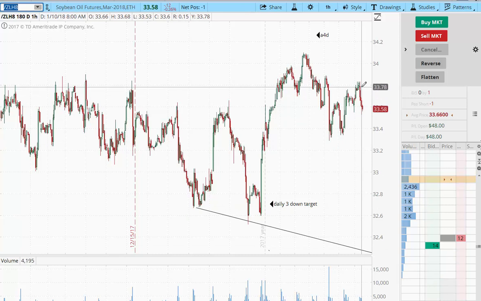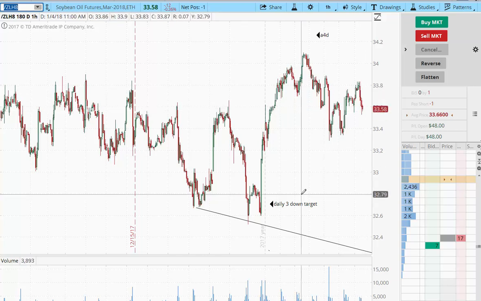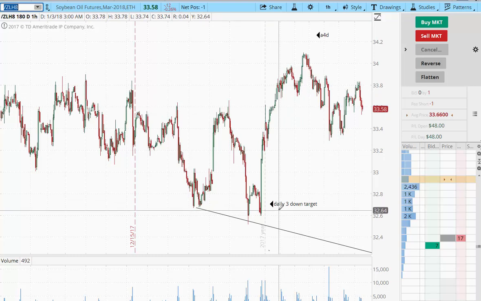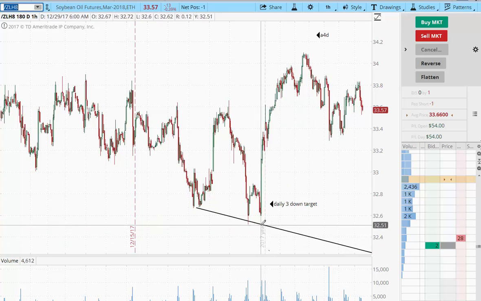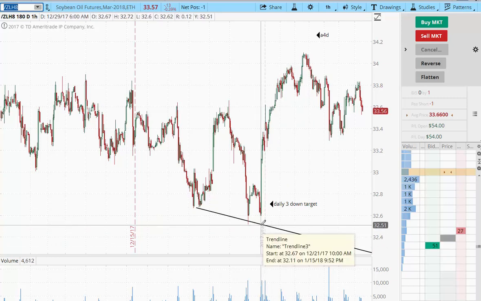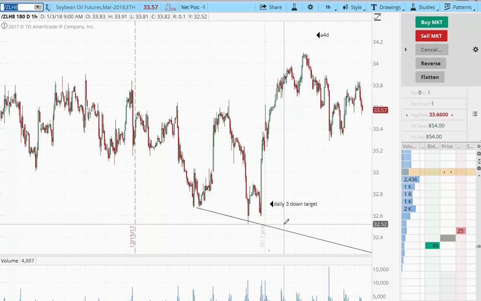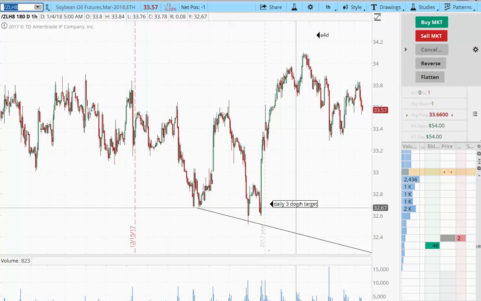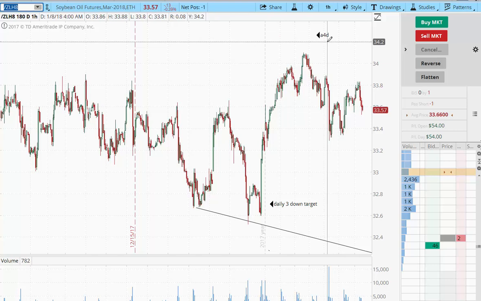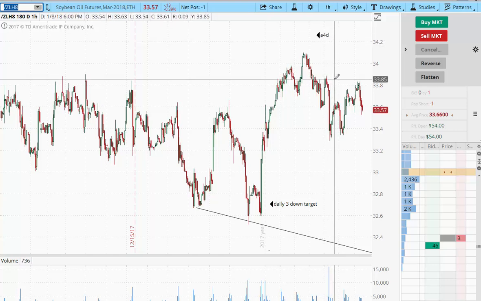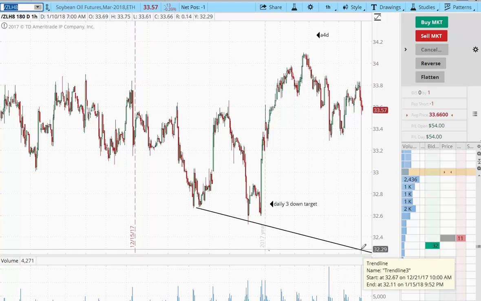And so it's probably going to take a bit of time, perhaps several days, for this trade to come to fruition. Actually, it should take several days because it says daily 3 down target, and that has a very specific meaning. So what we'd be looking for is probably a week or more for this trade to be over. Okay, and over here I have this labeled up here. This label up here simply means that when we go down here, we need to really watch this.